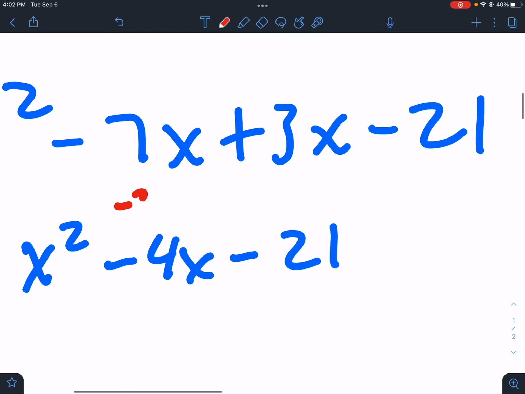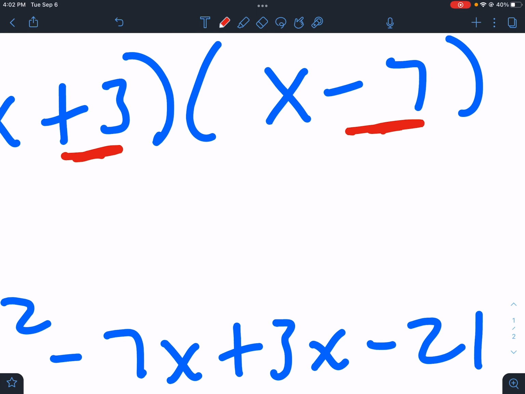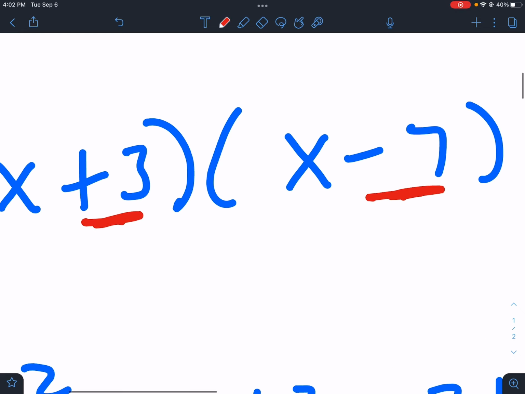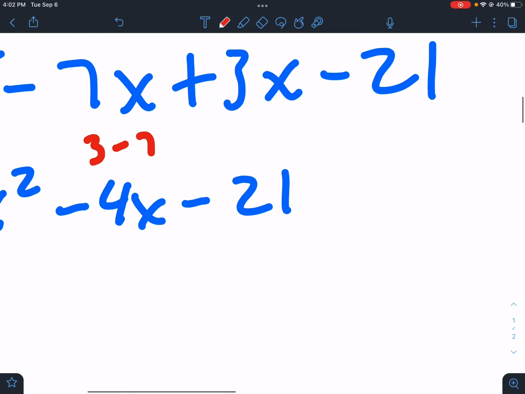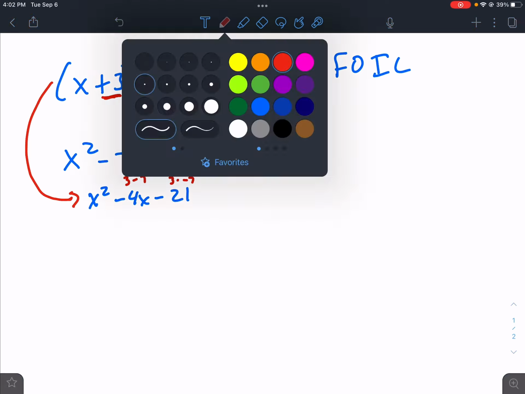The negative 4 is negative 3 plus 7, right? Sorry, I got that backwards, it's 3 minus 7. We're combining 3 and negative 7, and that's how you get the negative 4 there. The 21 is 3 times negative 7. So if we knew the pattern, we could skip that middle step and go straight to this. Knowing the pattern is crucial to knowing how to factor.